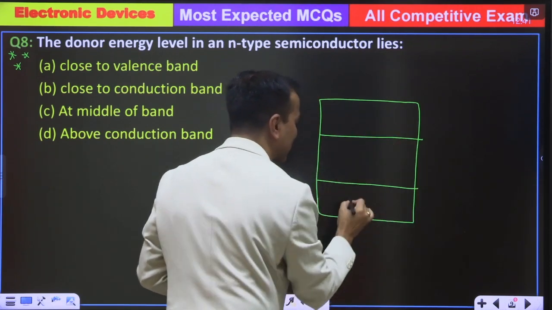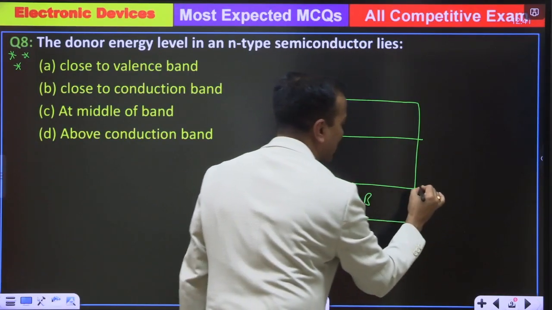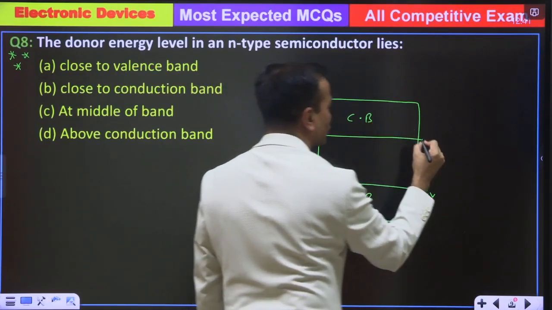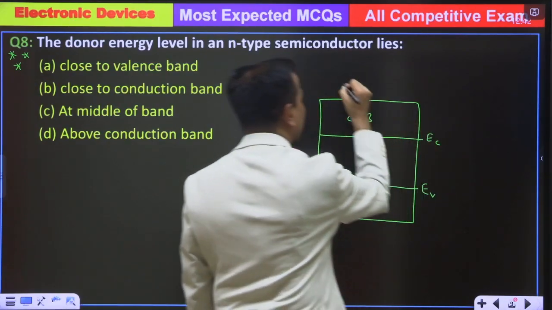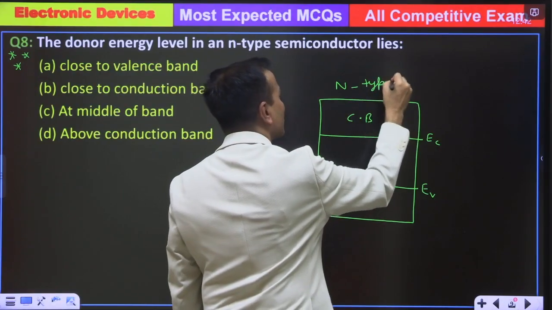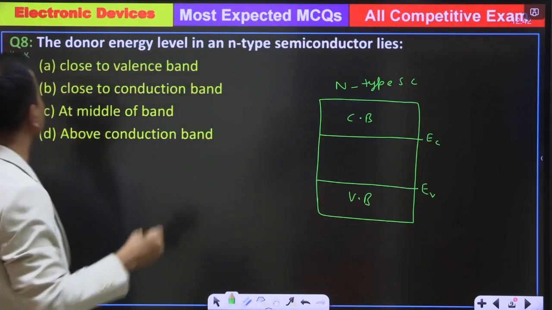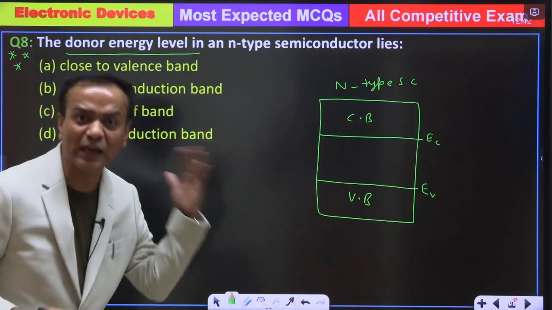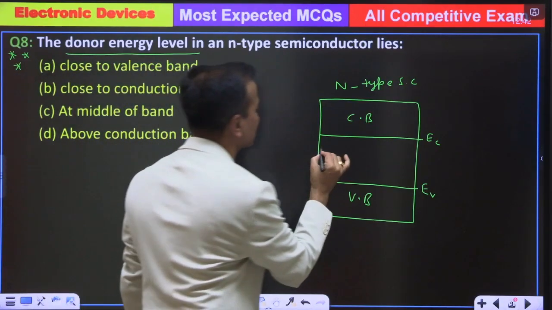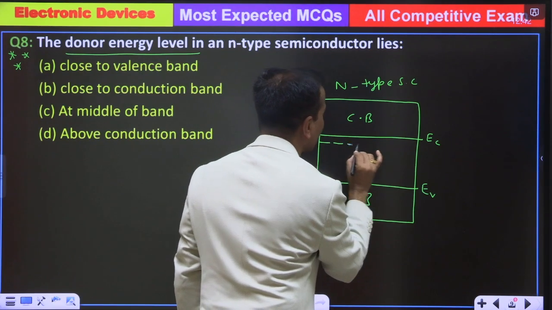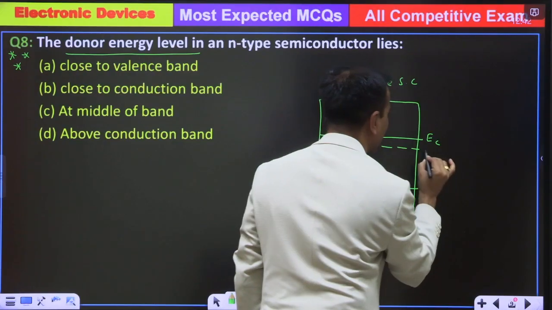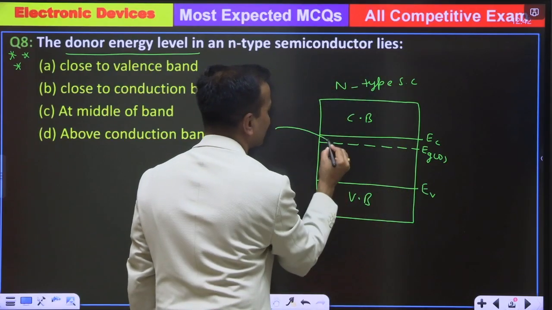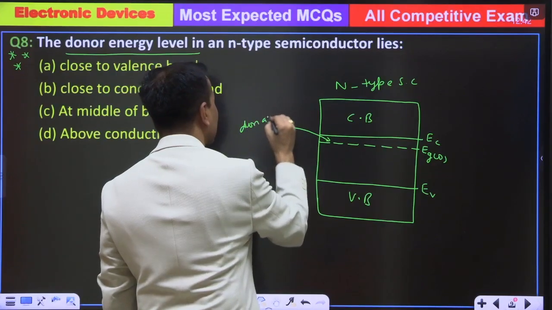And here if you observe, this is the valence band and the maximum energy level is shown as EV. This is the conduction band, shown here as EC. For an N type semiconductor, their Fermi energy level is just near this conduction band, as well as their donor energy level, which is also nearer to the conduction band. This we can show here as EGD. This is called the donor energy level.